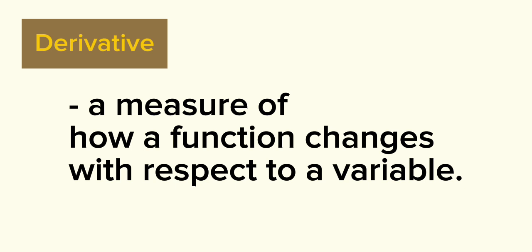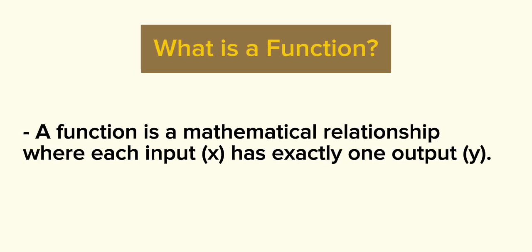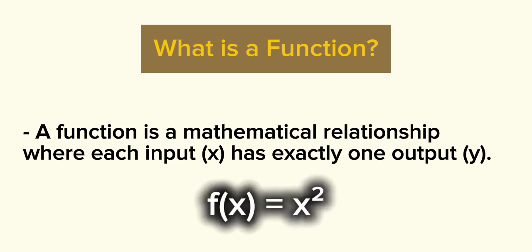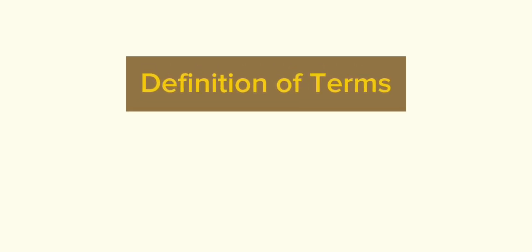Now that we know the meaning of derivative, let's define what is a function. A function is a mathematical relationship where each input, x, has exactly one output, y. For example, f of x equals x squared. Now, let's proceed to the important terms that for sure we will encounter.